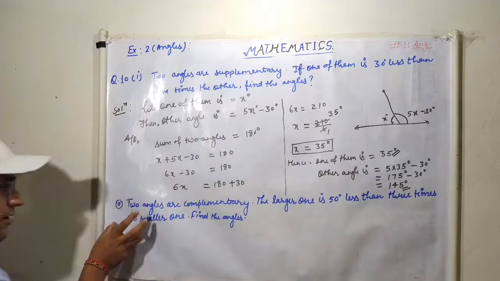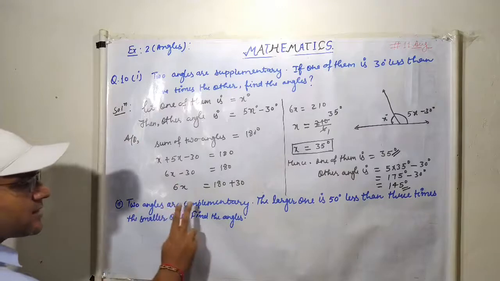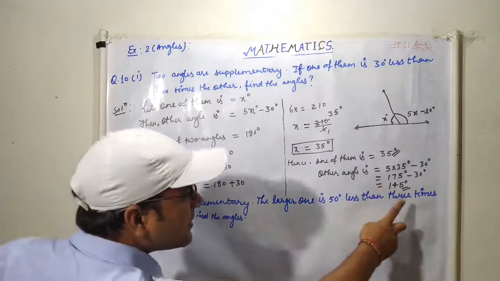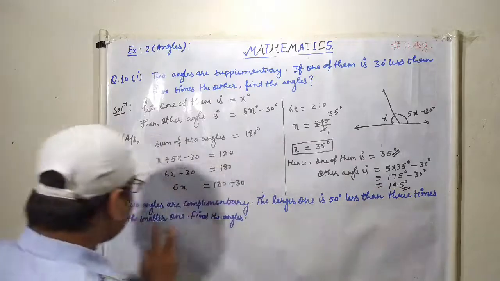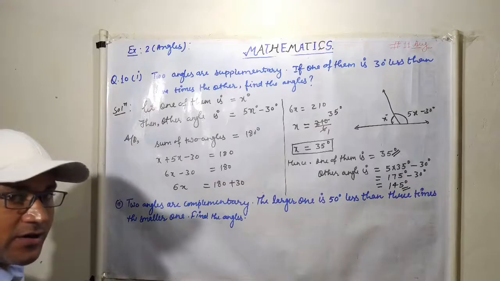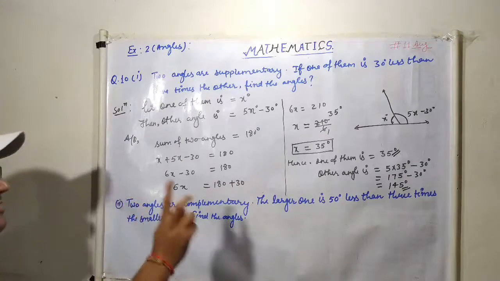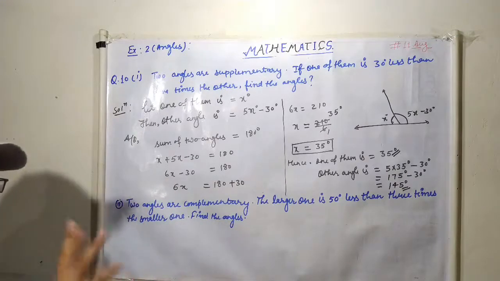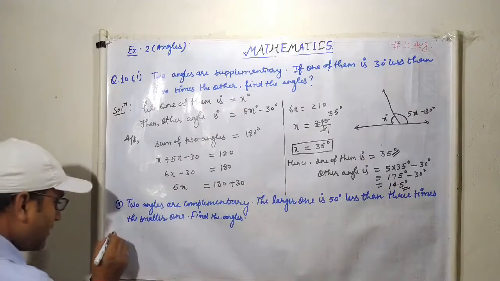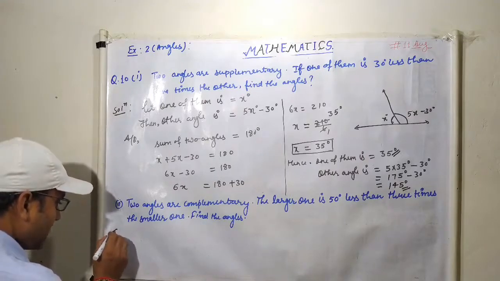Now this is question number second. Two angles are complementary. The larger one is 50 less than 3 times the smaller one. Here it is given the larger one and the smaller one, and it is given that the two angles are complementary, meaning that the sum of the two angles is equal to 90 degree. Now the solution of your question, students.